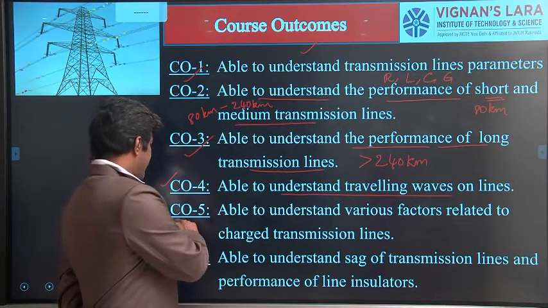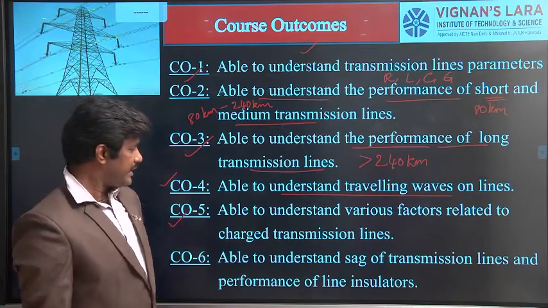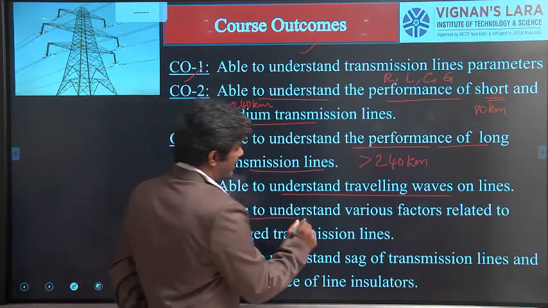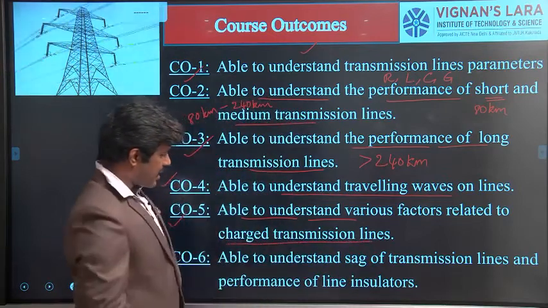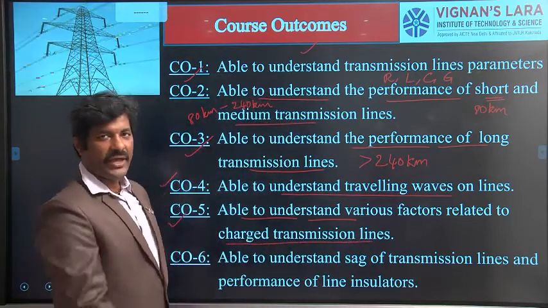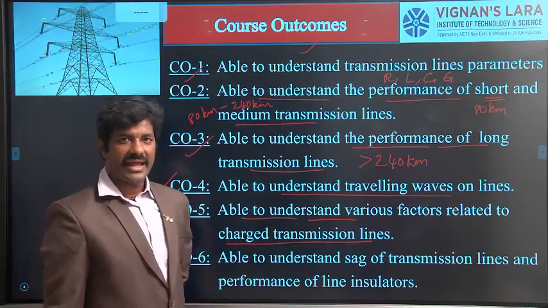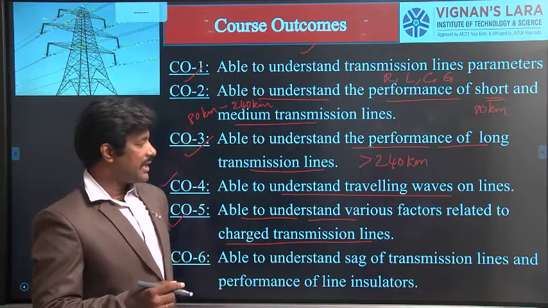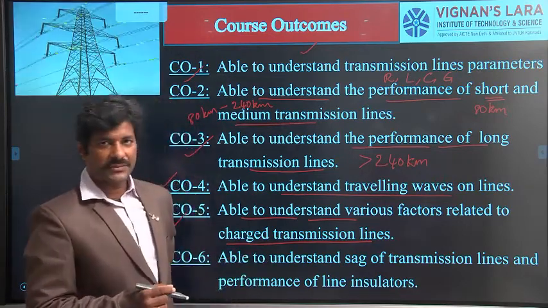Next, after completion of the fifth unit, we will get an outcome, that is, whenever the transmission line is placed in operation, such a line is called a charged transmission line. Whenever it is charged, it will be affected by external factors like lightning strokes and will have certain factors like skin effect and proximity effect.